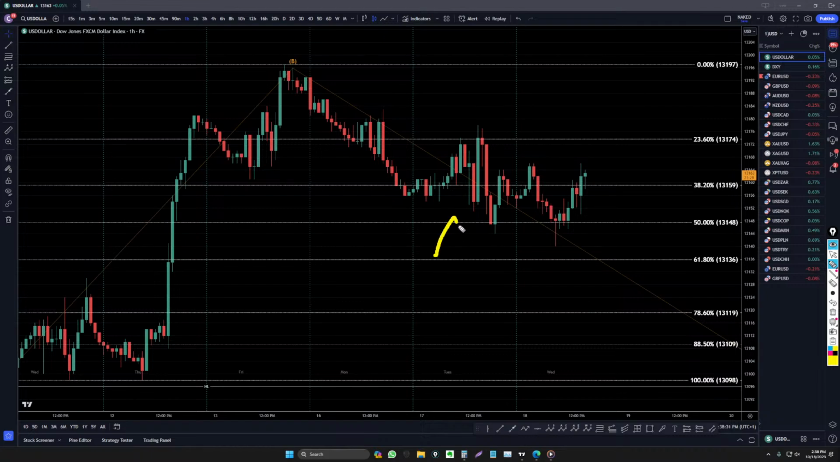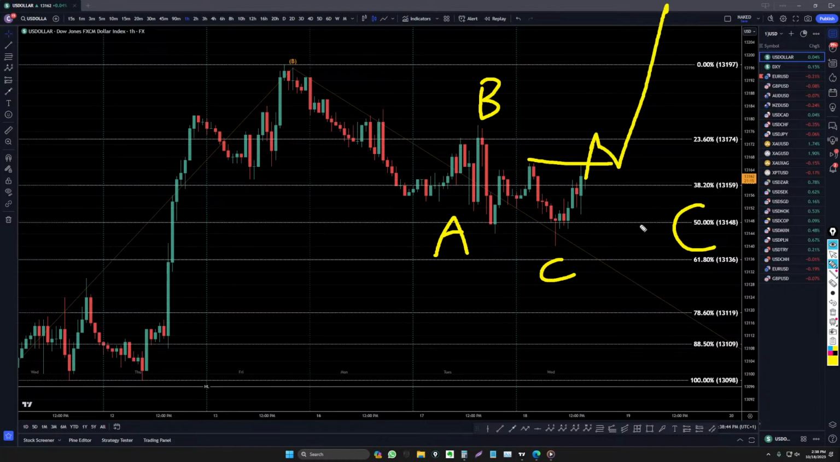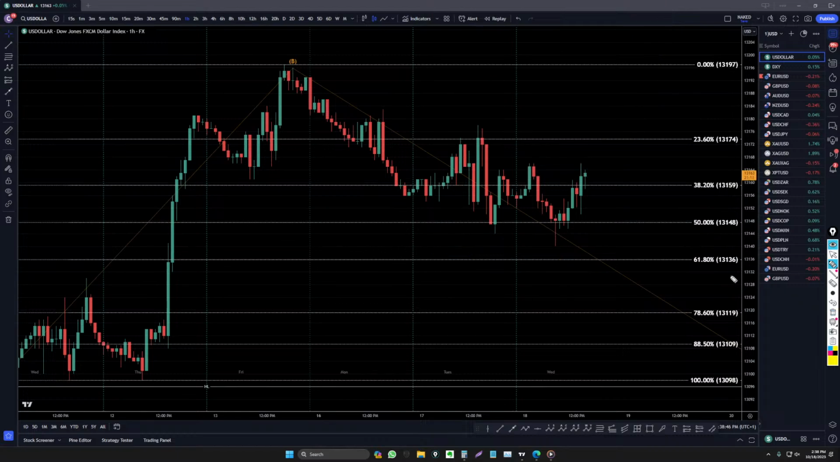This definitely could be just like a distorted ABC correction right here, and it could be turning at the 50%. And if that is the case, it will go up, it will break structure, and it will prove to us that that is the case, and that we are back into the uptrend. But like I said, it hasn't broken up yet, and I still think, according to the daily, there is a chance this could turn over and start going down to make that wave C, just like what I was showing on the longer time frames.